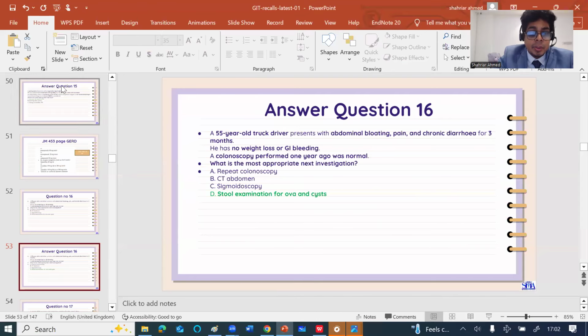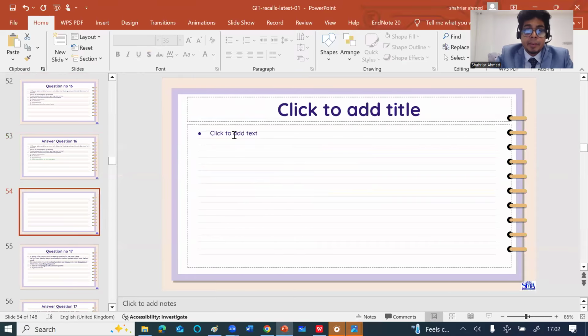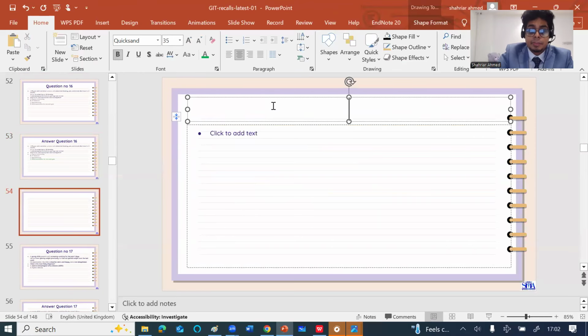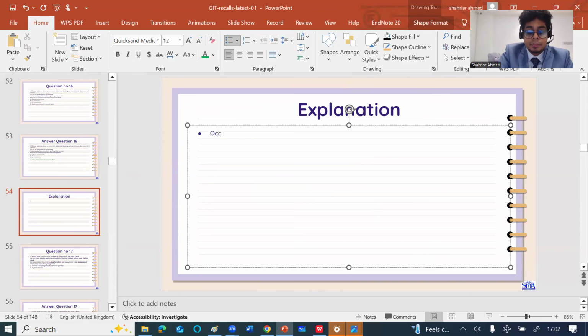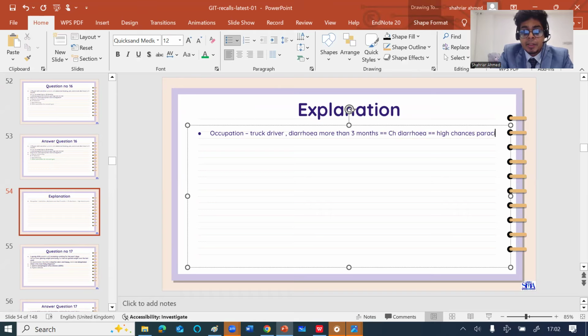So let's go here, finding out. Occupation truck driver, diarrhea for more than 3 months, suggesting chronic diarrhea. So high chances of parasite.